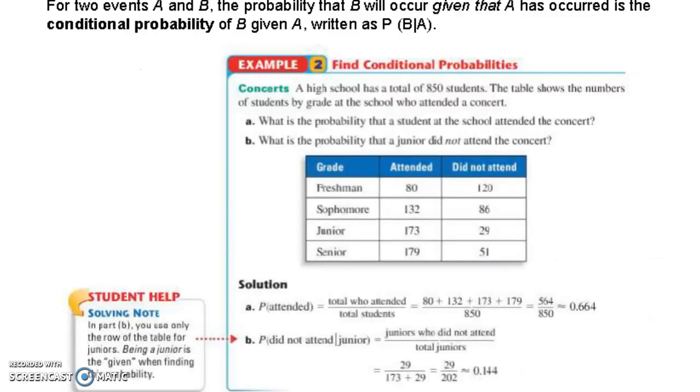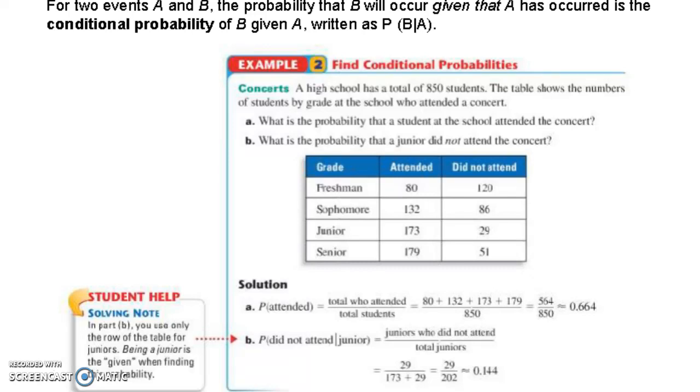So let's look at some examples of calculating independent and dependent events. So the probability that B will occur after A has occurred, or in math terminology, given that A has occurred, is what's called the conditional probability of B given A. And the way we write that is probability, and then our parentheses for the event, B, with a vertical line, and then A. So our first probability comes from a sample. A high school has 850 students, and we look at how many of each class attended a concert and how many did not attend.